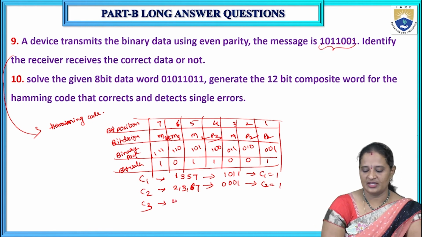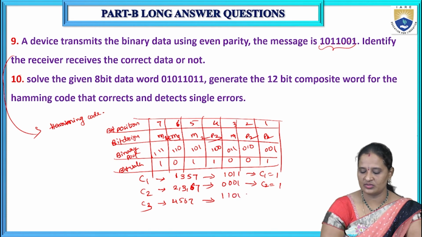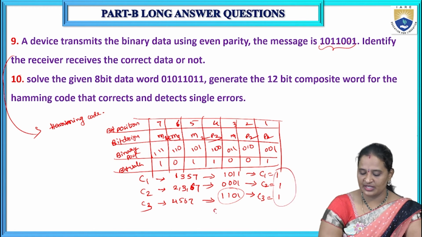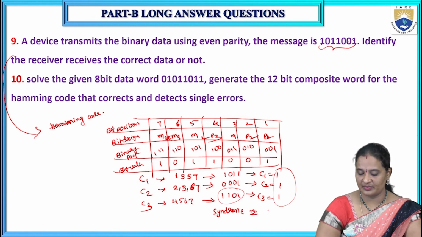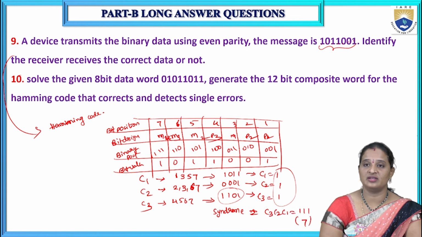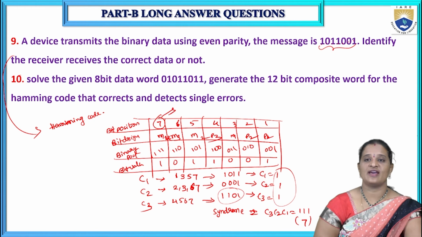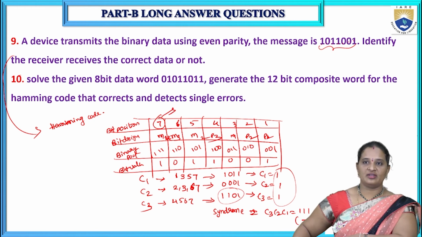Next C3, that is positions 4, 5, 6, 7: 1, 1, 0, 1. So again it has an odd number of ones. So C3 is also 1. The syndrome, which is able to identify the location of the error bit position, is C3, C2, C1, which is 111, whose decimal equivalent is 7. So that means the 7th bit position has the error. Like that you can detect the error.